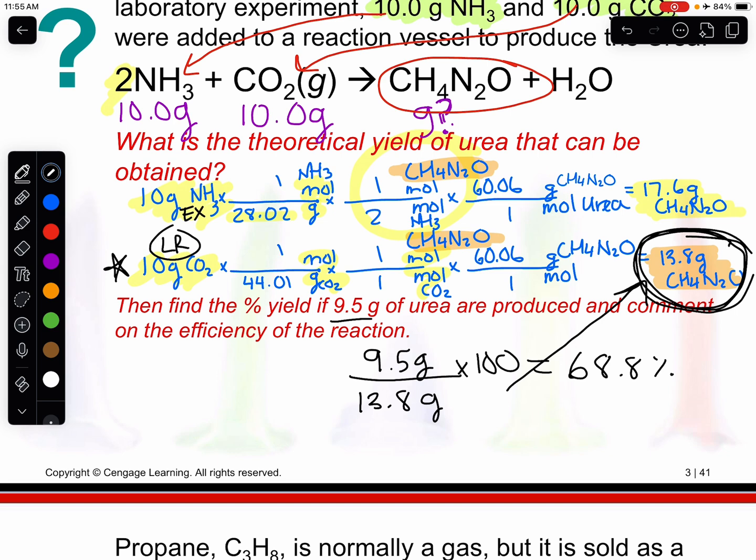Please do not cut it to a whole number. You're just creating too much inaccuracy. So again, what does this even mean? This means that the student that produced this reaction got about 68 or 69% of what they intended to get. So there was a pretty big percent error there.